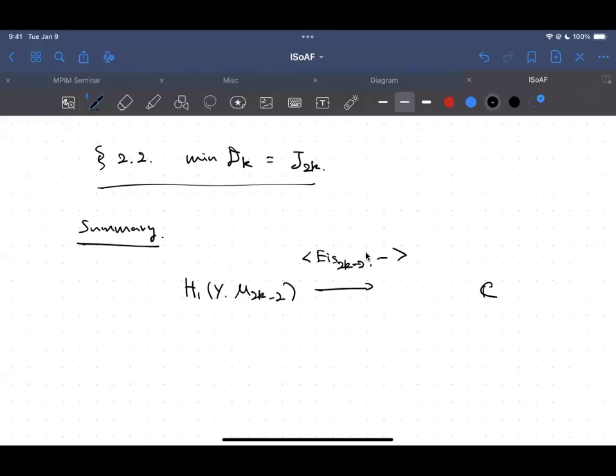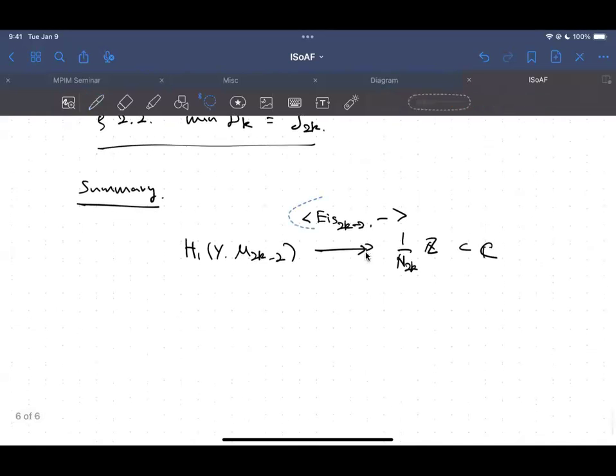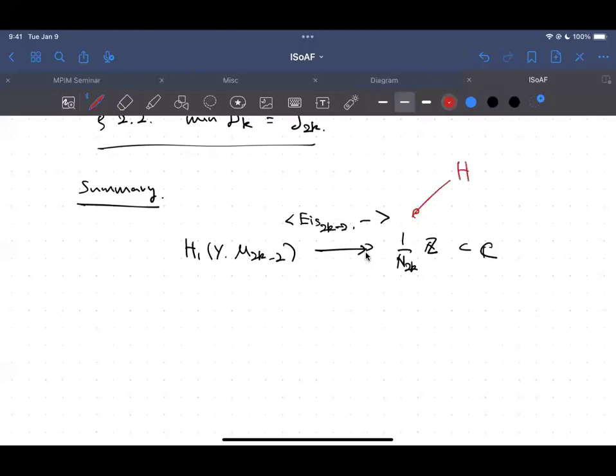But what Hohto's theorem says is exactly that the image of this map is 1 over n2k times Z. So this surjectivity is Hohto's theorem.